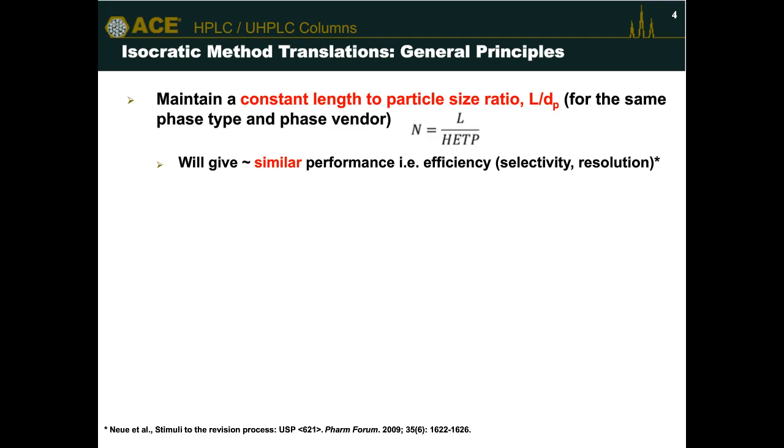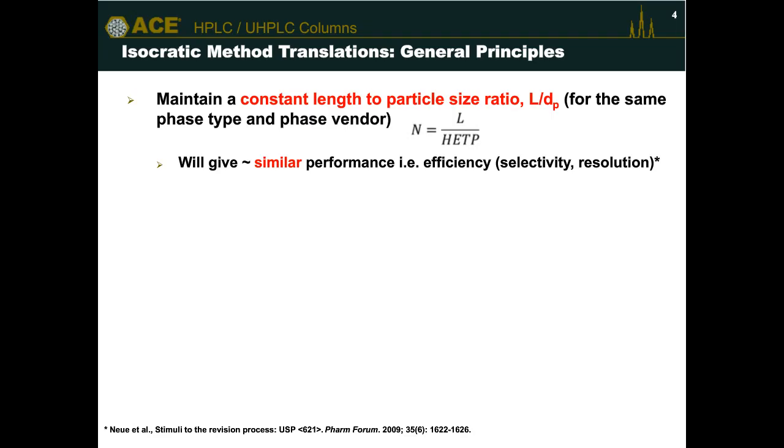So we're going to start with isocratic translations, and there are fewer things to consider in isocratic methods than there are in gradient methods. But all of the principles that we learn here really are of benefit to our gradient methods. So for an isocratic method, if we want to translate the method from a large column to perhaps a smaller column, the key parameter that we need to remain consistent is this length to particle size ratio.